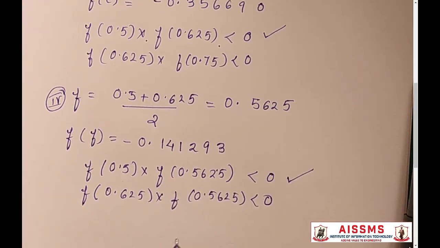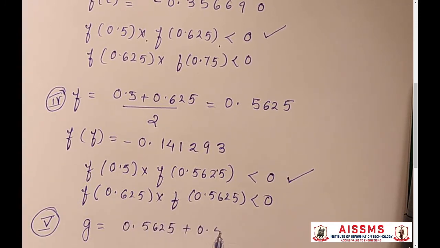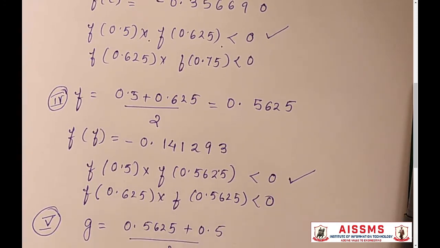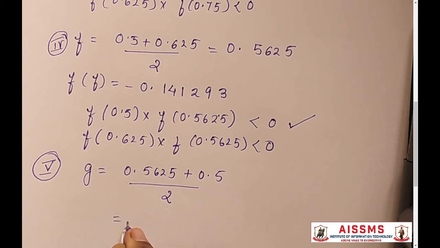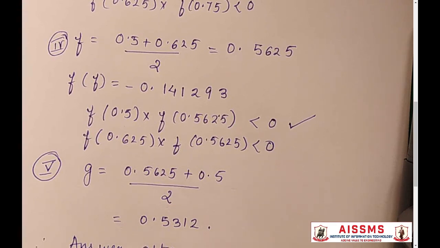Your next approximation comes out to be G is equal to, which is your fifth iteration, 0.5625 plus 0.5 divided by 2, which gives you the value of G as 0.5312. The question says that you have to show 5 iterations. You can conclude writing, therefore, answer after 5 iterations is 0.5312.